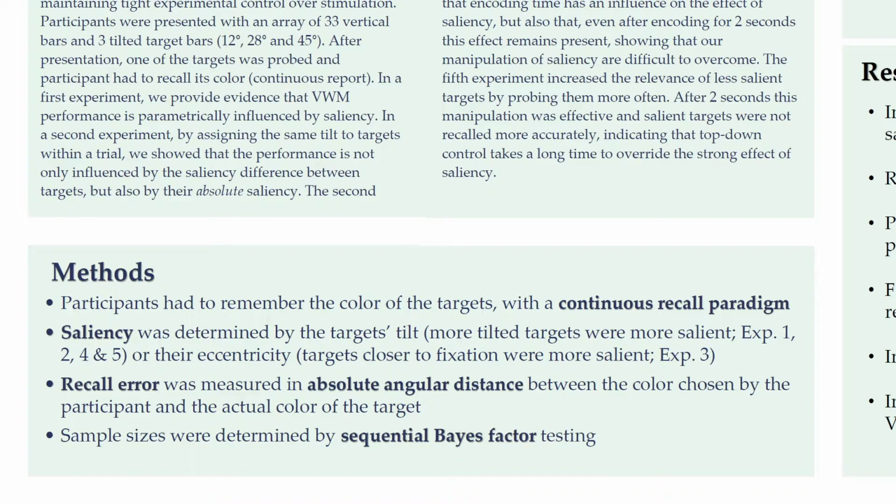We analyzed the absolute angular distance between the color of the target and the color chosen by the participant on the color wheel. Therefore, the maximum error was 180 degrees and chance level was at 90 degrees. We also used sequential Bayes factor testing for determining sample sizes. It means that we pre-registered a hypothesis with a Bayes factor threshold. Once this threshold was reached for all the hypotheses of an experiment, data collection was stopped. As promised, I will now explain the experimental design.